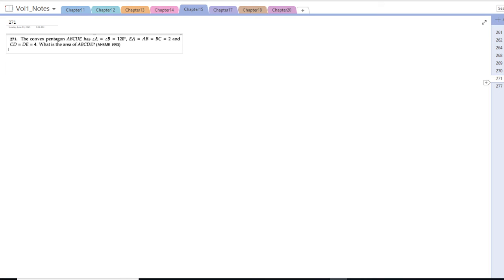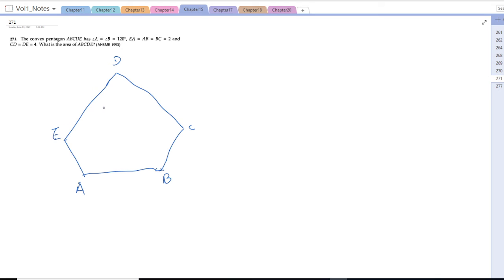Question number 271. So the convex pentagon ABCDE has this angle 120, this angle 120, then EA and AB and BC are all 2, and CD is 4 and ED is 4. So what is the area of this pentagon?